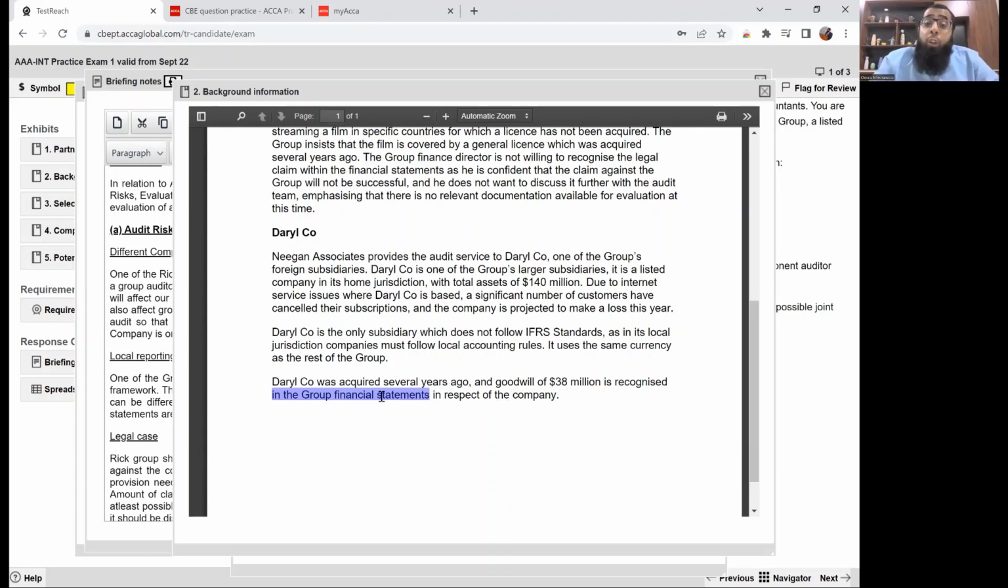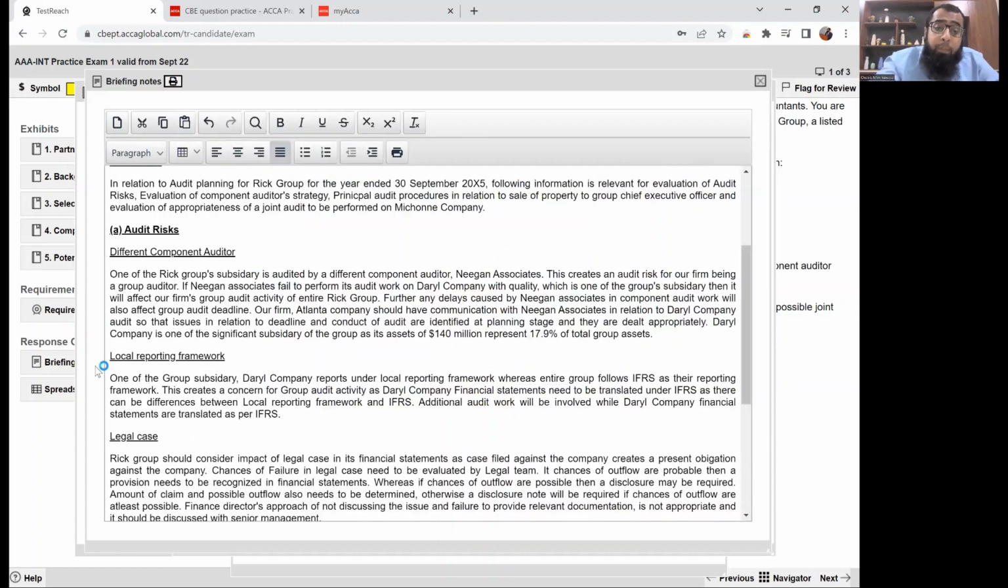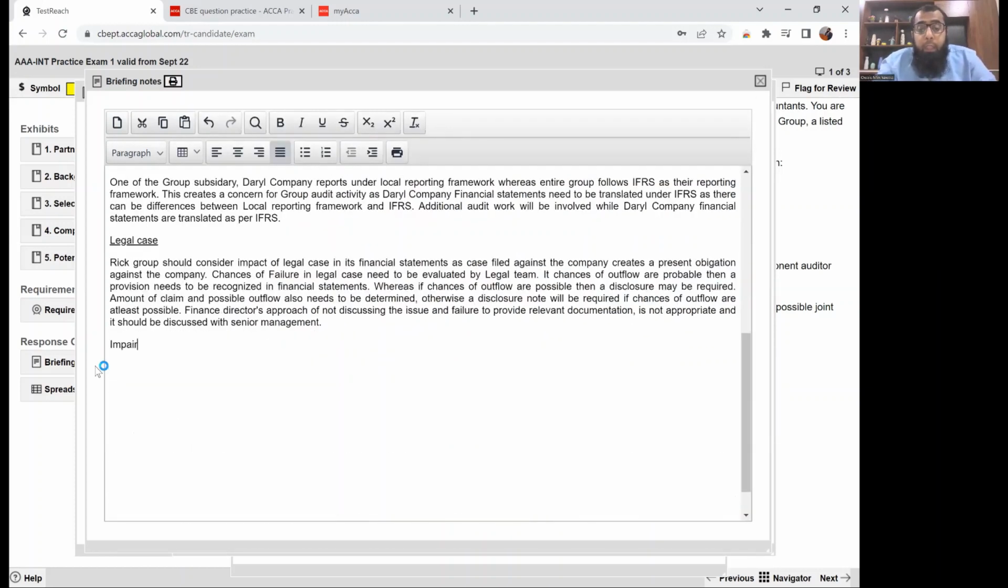So you can add an audit risk here, which can be related to impairment of the goodwill. Because if the performance of the Daryl company is falling, then the goodwill recognized in the group books, in the group accounts, needs to be tested for impairment. Okay? Impairment of Daryl company's goodwill.